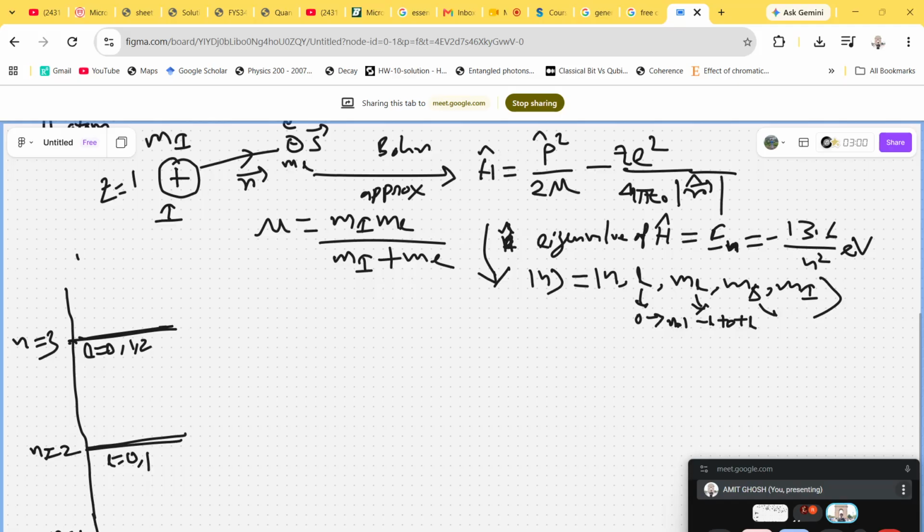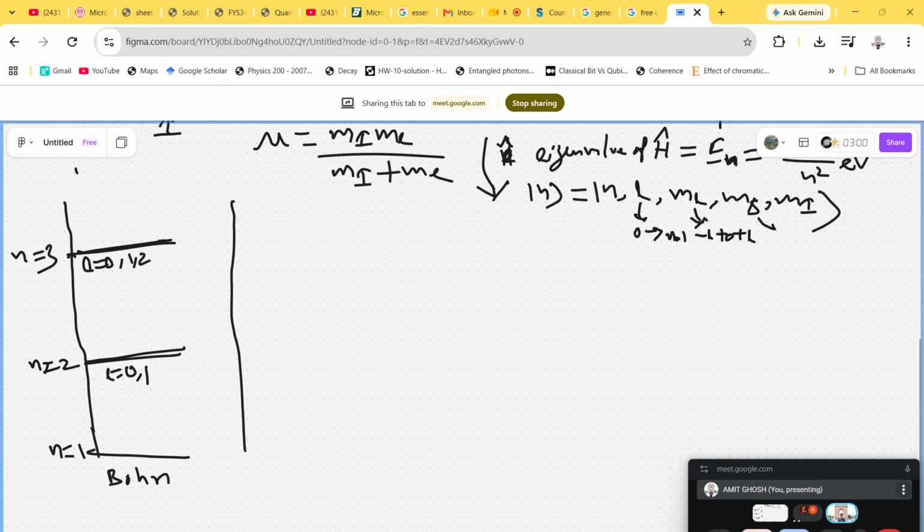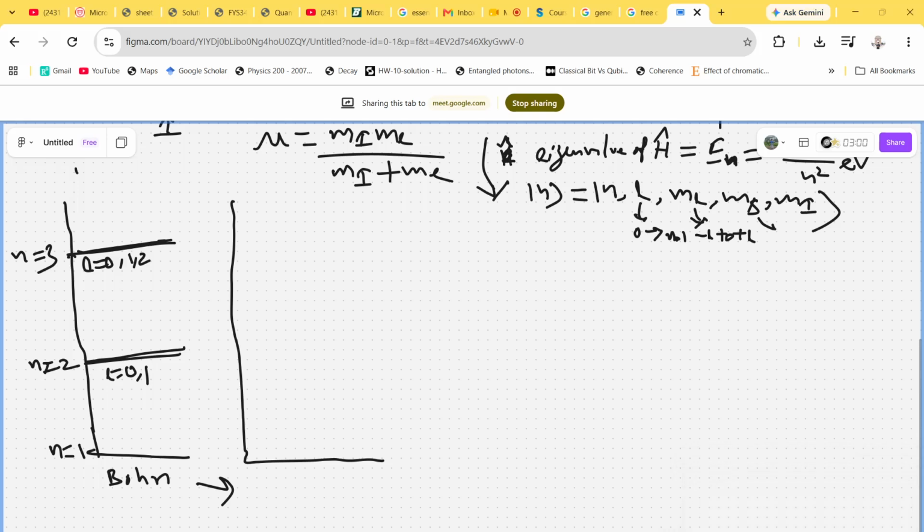Now after Bohr, what do we do? Next, in atomic physics, what comes? The next approximation is like you introduce multi-electron, like many electrons are there, suppose. Then what will happen? Wait a minute.